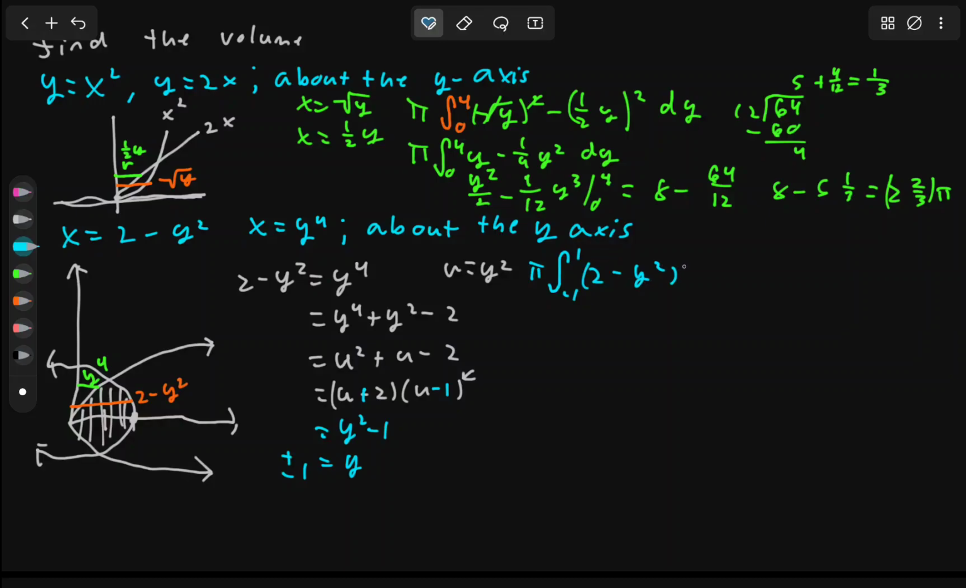So we get 2 minus y squared, and then square it, minus y to the 4th squared, dy. That is not going to be a very fun integral here. So we get the first squared, minus twice the product, which will be 4y squared, plus y to the 4th, minus y to the 8th, dy.